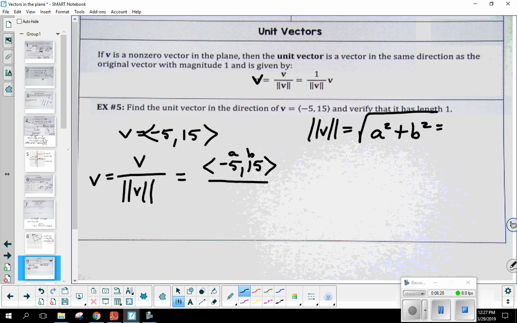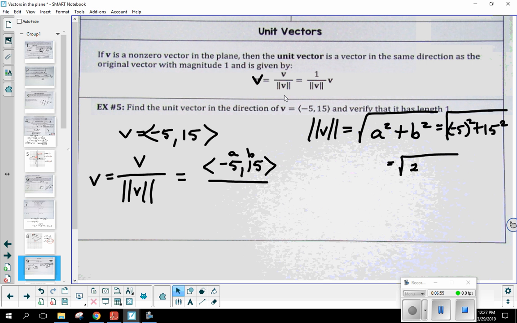So let's see here. This will be the square root of, well, negative 5 squared plus 15 squared. Okay. So let's see here. What is negative 5 squared? 25. 15 squared? 225. So I'm looking for the square root of 225 plus 25. 250. That's right.